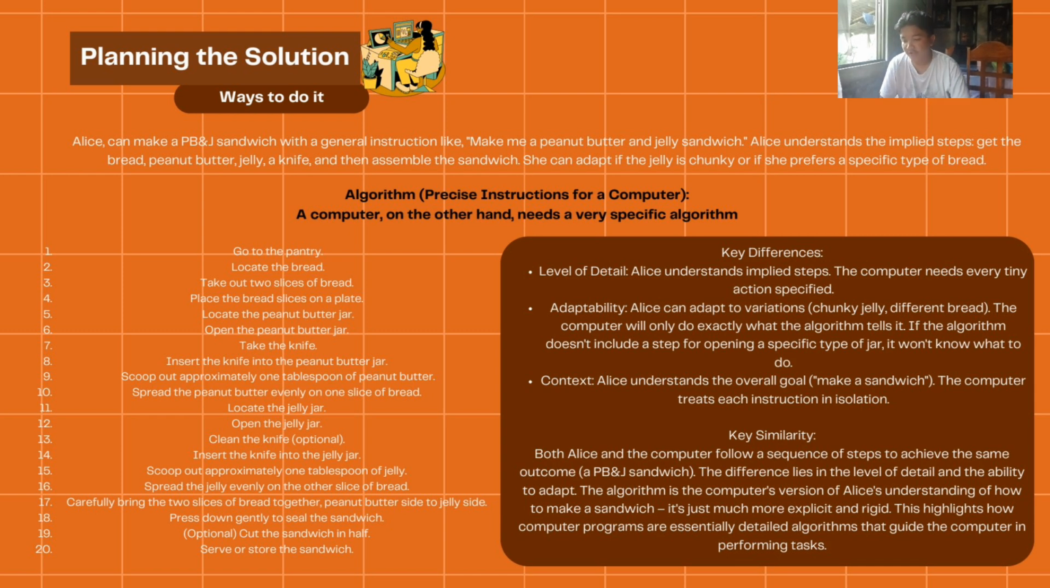So that's an algorithm: precise instructions. A computer, on the other hand, needs a specific algorithm. So you need specific instructions for the computer to follow what you want. So, I can see there are 20 steps here. Go to the pantry, locate the bread, and take out a slice of bread. Place the bread slices on a plate. Locate the peanut butter jar. Open the peanut butter jar.